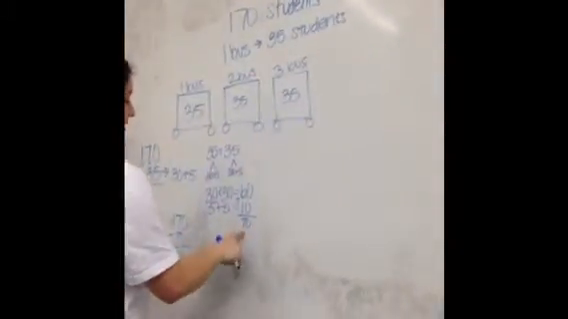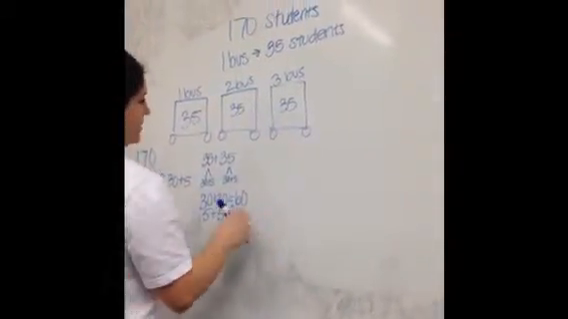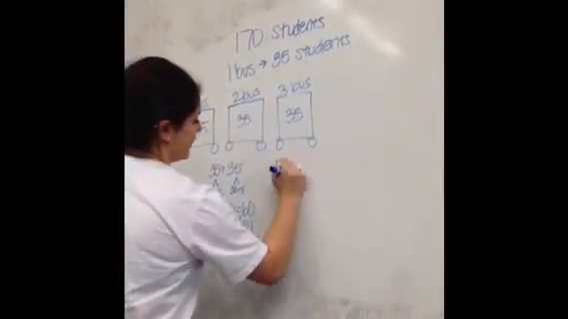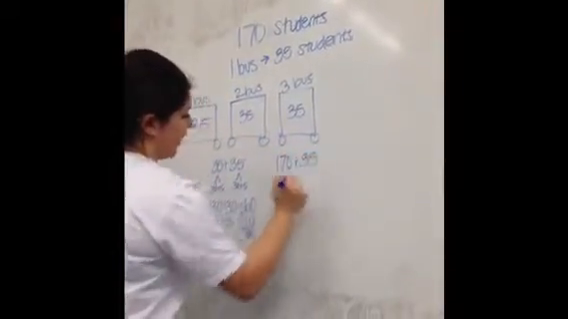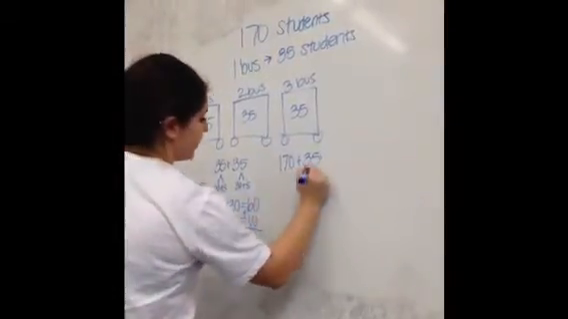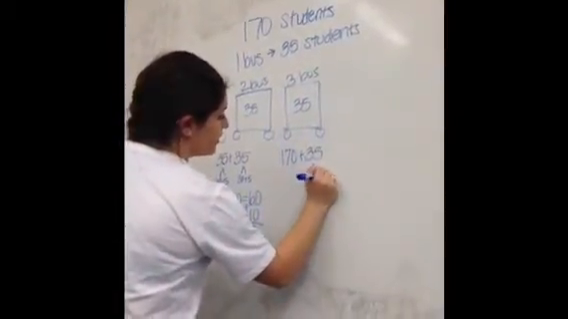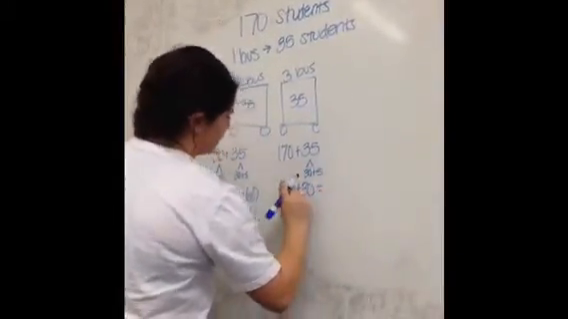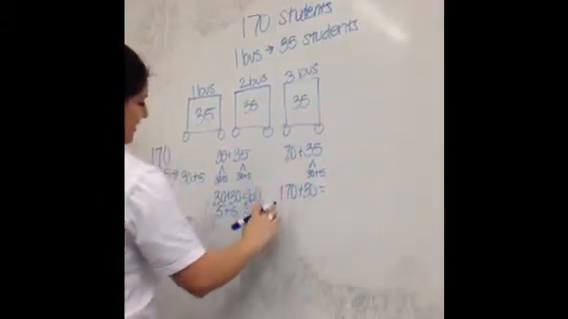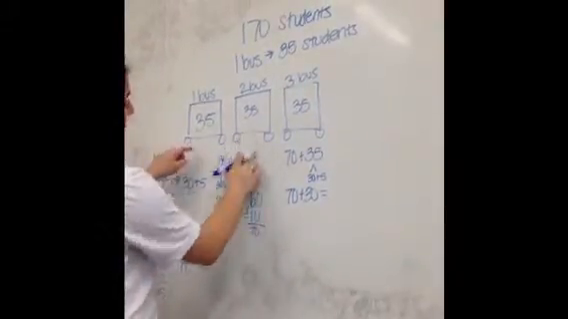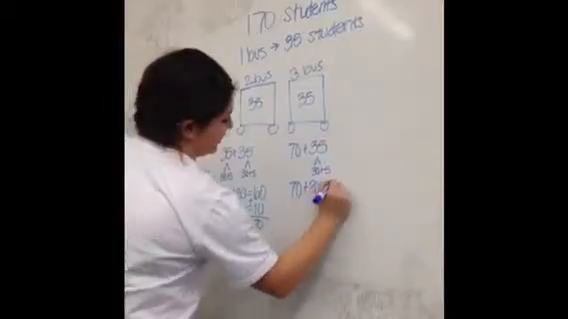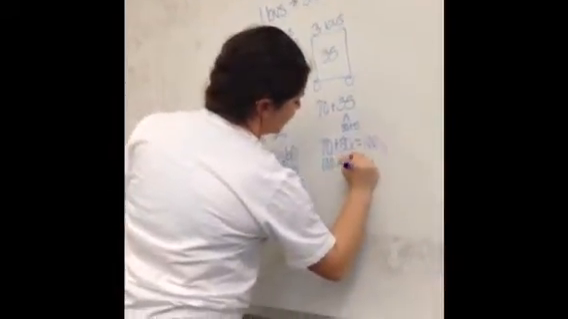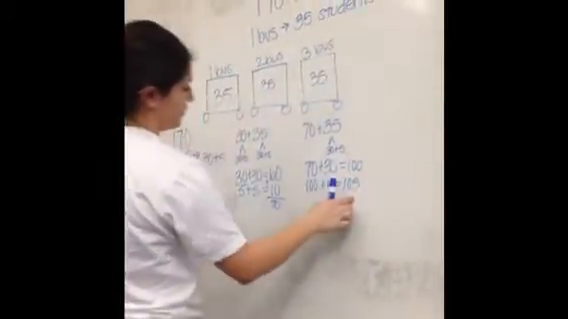And I'm going to add our 70 plus 35 to see how many students we have total in our three buses. So again, breaking 35 up into 30 plus 5, I'm going to add 70, because we had 70 before. So 70 plus 30 to give us 100, and then 100 plus 5 to give us 105 students total.